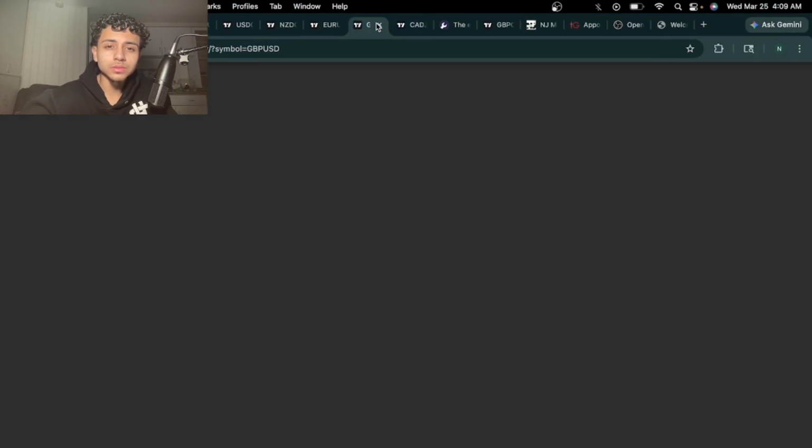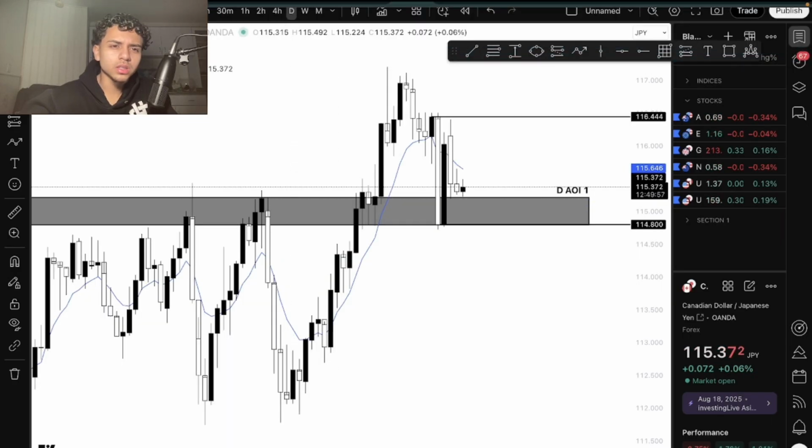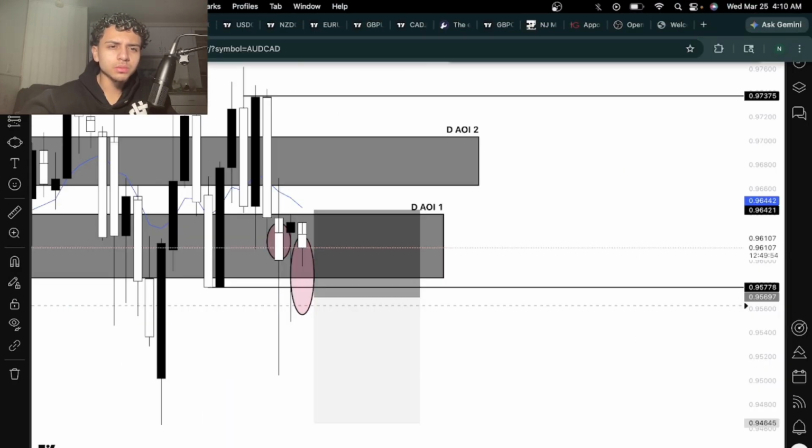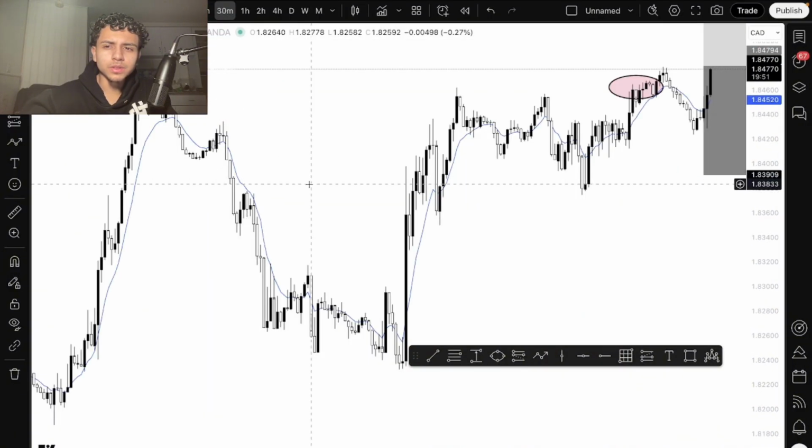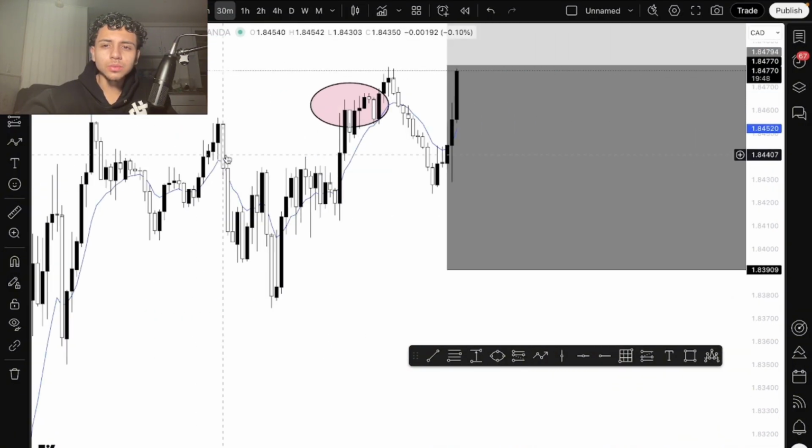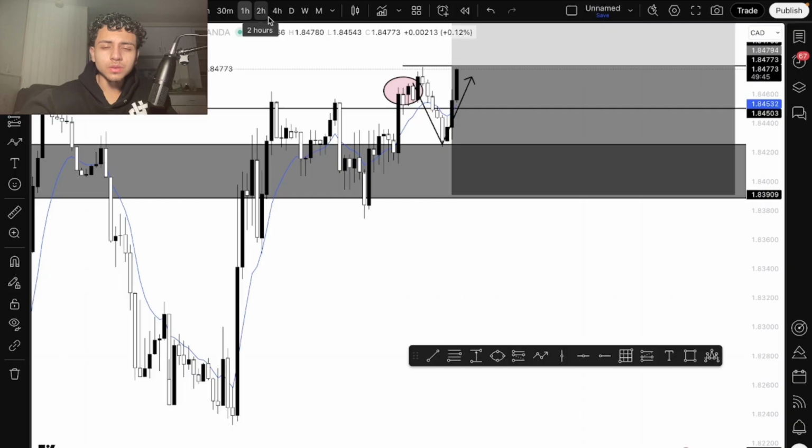And we have Euro USD. It's currently still nothing too crazy. We have GBP USD and we have CAD JPY. So currently AUD CAD and GBP CAD are the pairs that I'm mostly interested in and the ones that I'm watching right now. So I'm going to wait for.